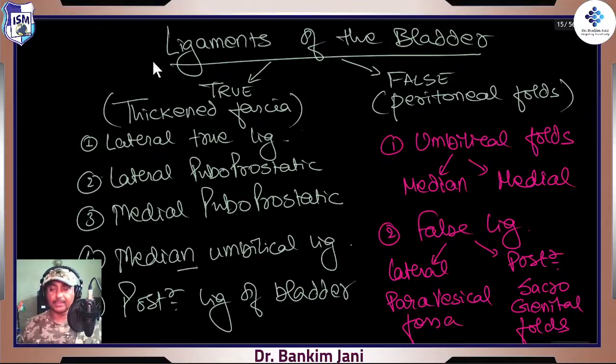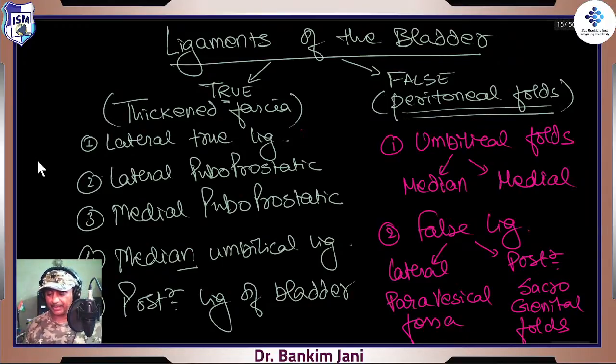Okay, these are the ligaments of the bladder. Whenever we say ligament in case of abdomen and pelvis, it means we are talking about either thickened fascia, or we are talking about peritoneal folds, right? They are the ligaments. So again, there are true and false ligaments. True ligaments say that yes, we are really much tougher, so they are like thickened fascia. Those false ligaments say that we are just peritoneal folds.